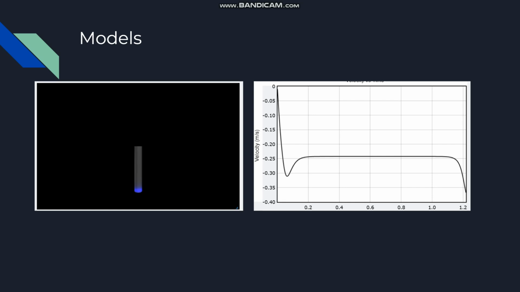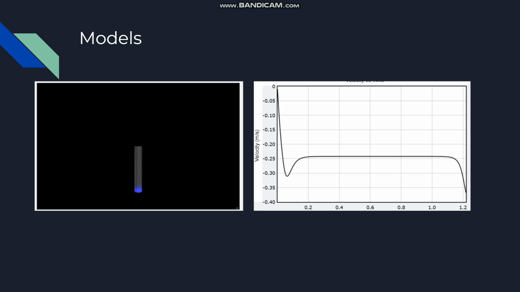Here's our model. As you can see, the blue started from the top and went all the way down slowly, slowly. And here's the graph of the velocity. It sped up sharply, and then steadied out, and then once it got to the bottom, where the aluminum tubing wasn't, it fell down.